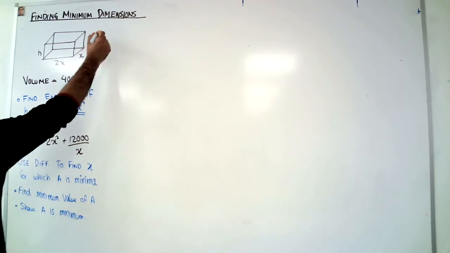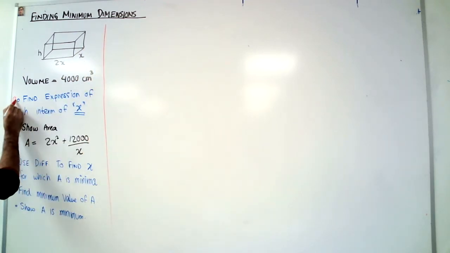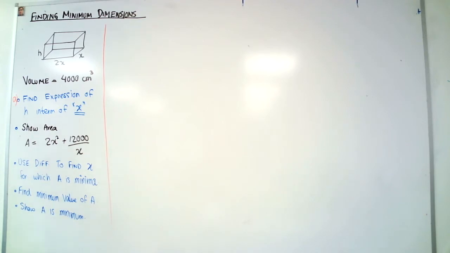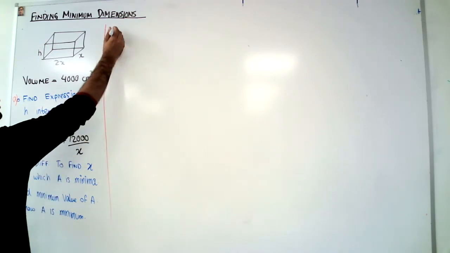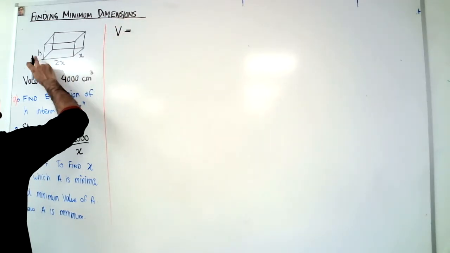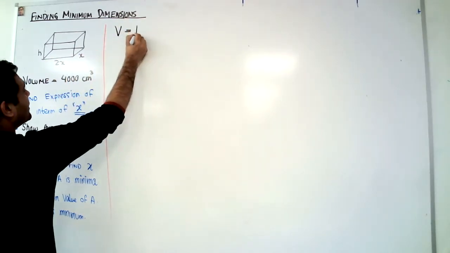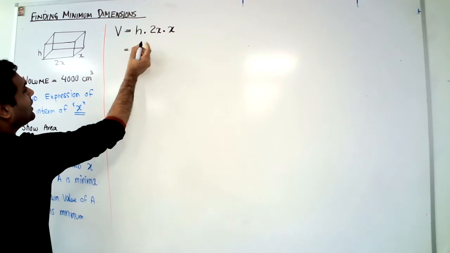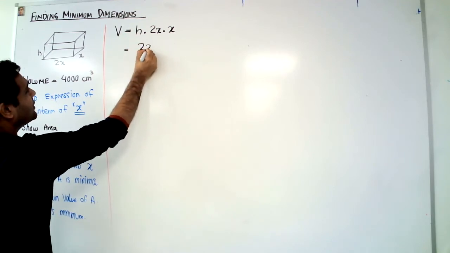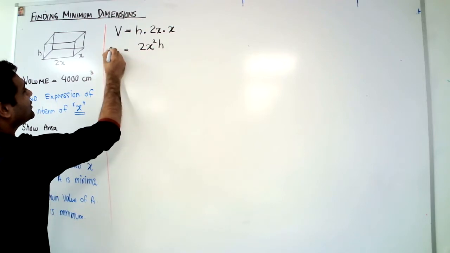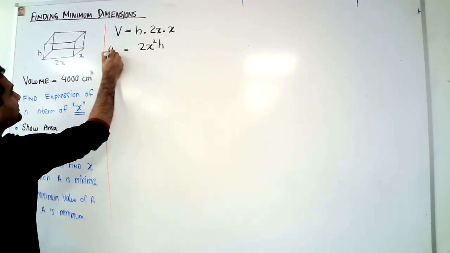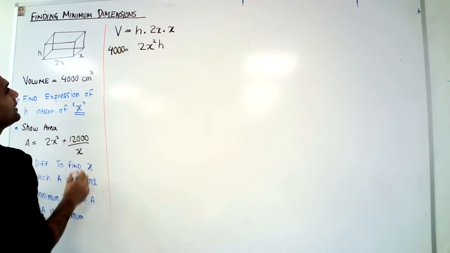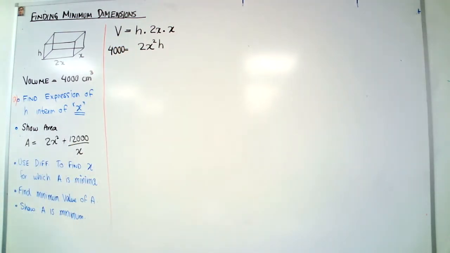Let's call this part a. If I want to find the volume of the cuboid, it is this multiplied by that, multiplied by that. So h times 2x times x, and that gives me 2x squared h. That's the volume, but the volume is 4,000. So that's the equation I got straight away.